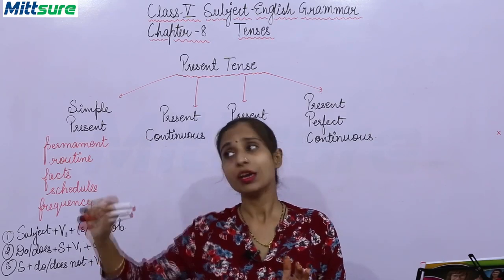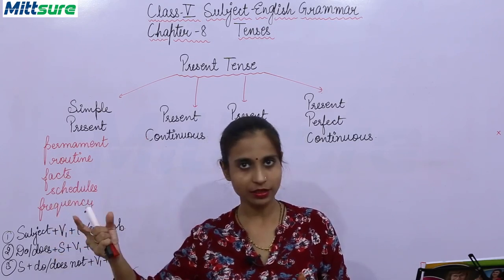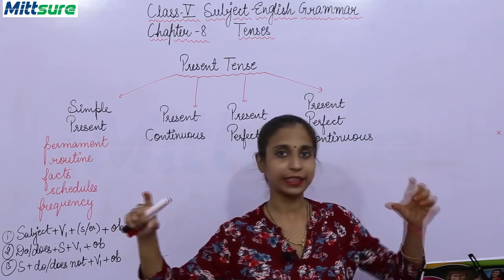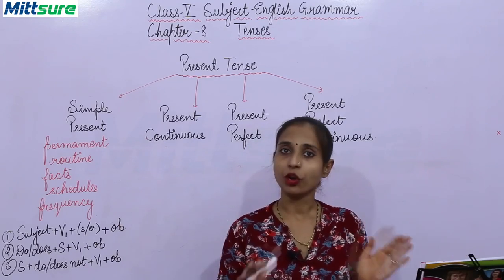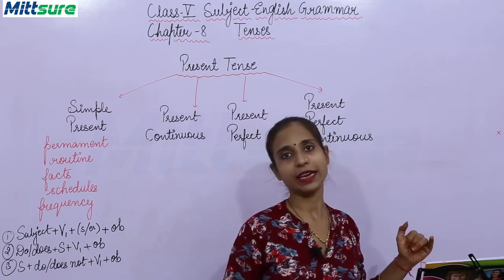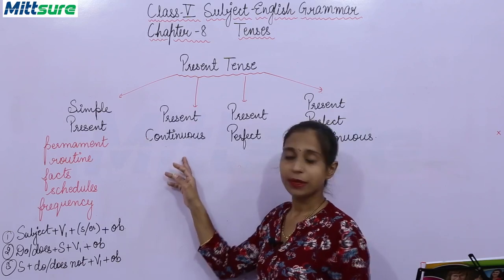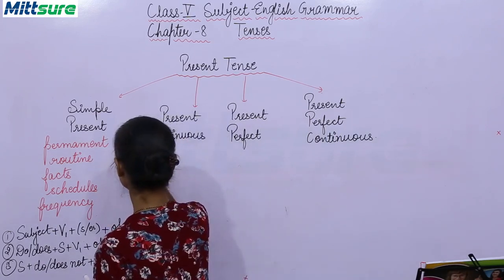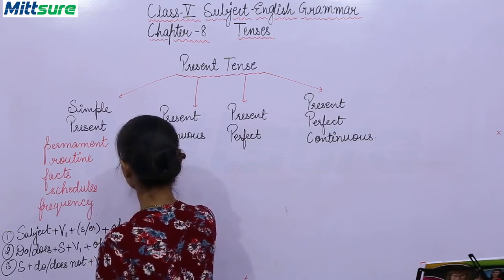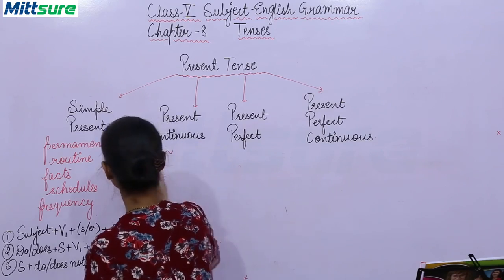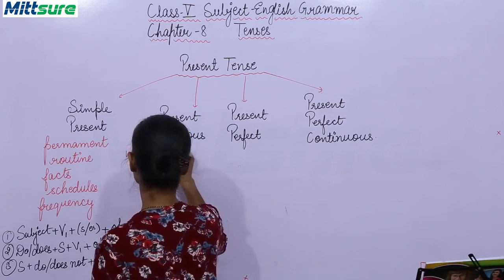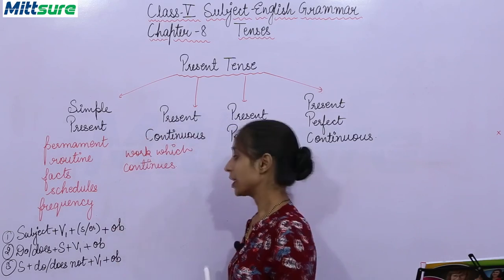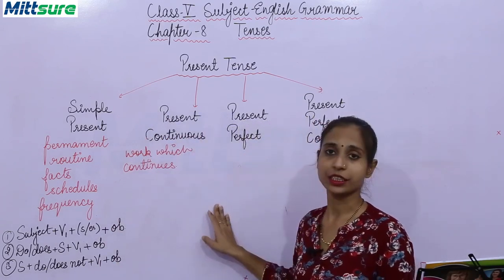Here we do not know when the work actually started in the past and when the work is going to end in the future. The time when the work started and the time when the work is going to end is unknown. What do you know actually? Just that the work is going right now. So present tense includes going work. That means the work in continuation. Work which continues.